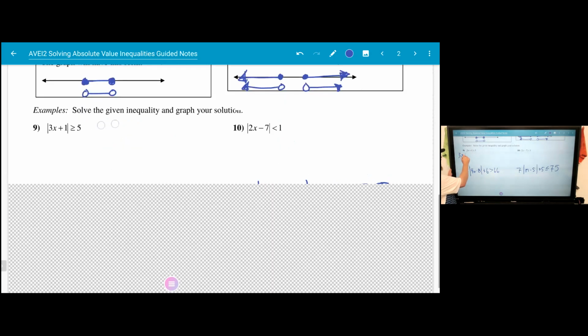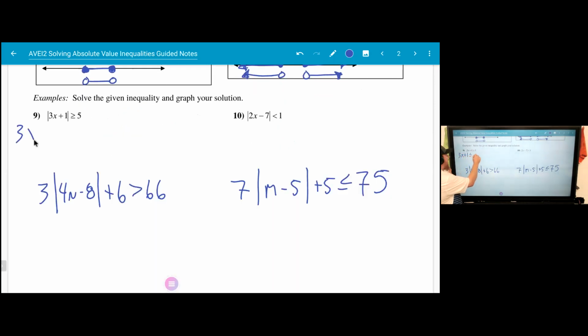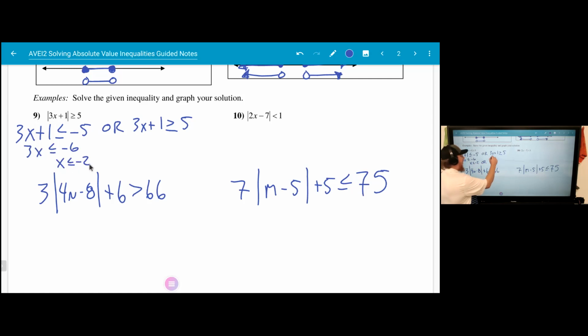So 3x plus 1 is less than or equal to negative 5, or 3x plus 1 is greater than or equal to 5. And I'm going to solve these independently. I'm going to subtract 1, so 3x is less than or equal to negative 6. Divide by 3, x is less than or equal to negative 2. Or if I subtract 1, I get 3x is greater than or equal to 4.